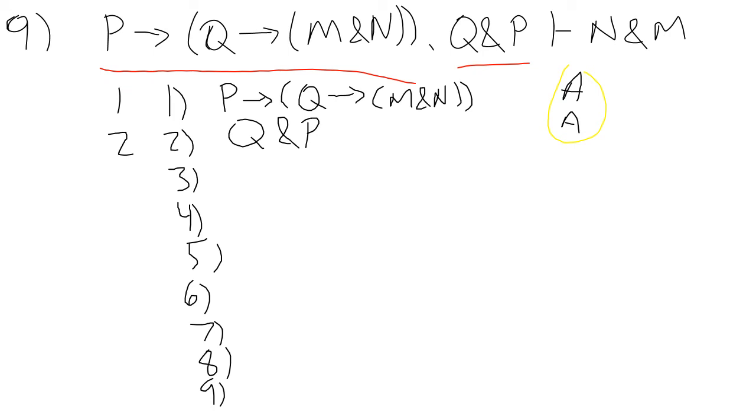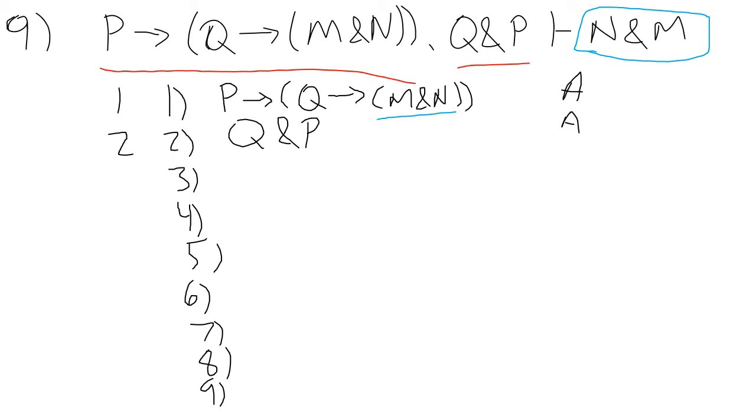So let's look at our conclusion. Our conclusion is N and M. N and M. Do I see that anywhere in the proof by itself? No. I don't see it anywhere written exactly like that. I see an N and M here, but I don't see N and M written together in that way. I see M and N, not N and M.